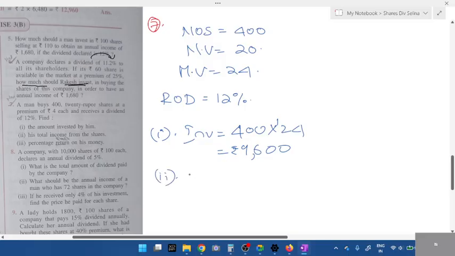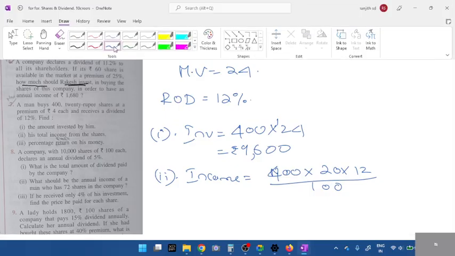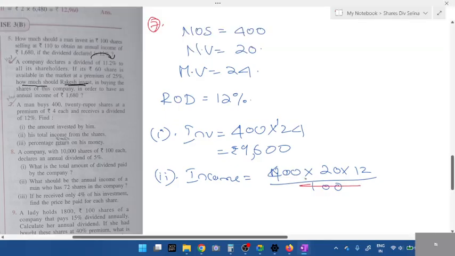Second one, total income. Income is also known as annual dividend, right? So you all write it as income, use the annual dividend formula. What is annual dividend? Number of shares into nominal value into rate. Even this is a simple one. 0 and 0 get cancelled. 4 into 20 is 80, into 12.